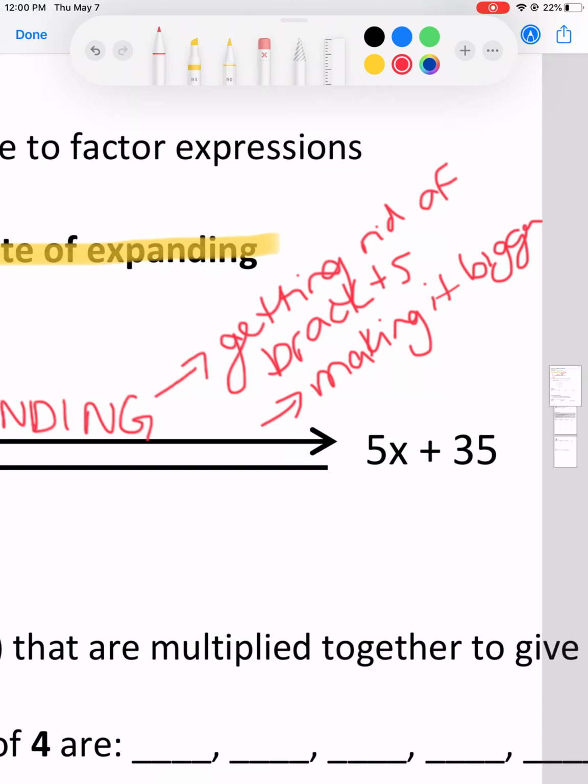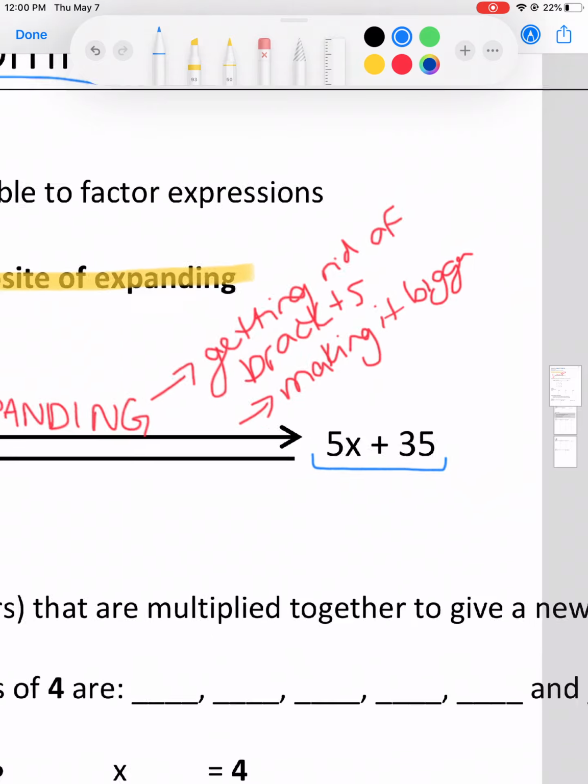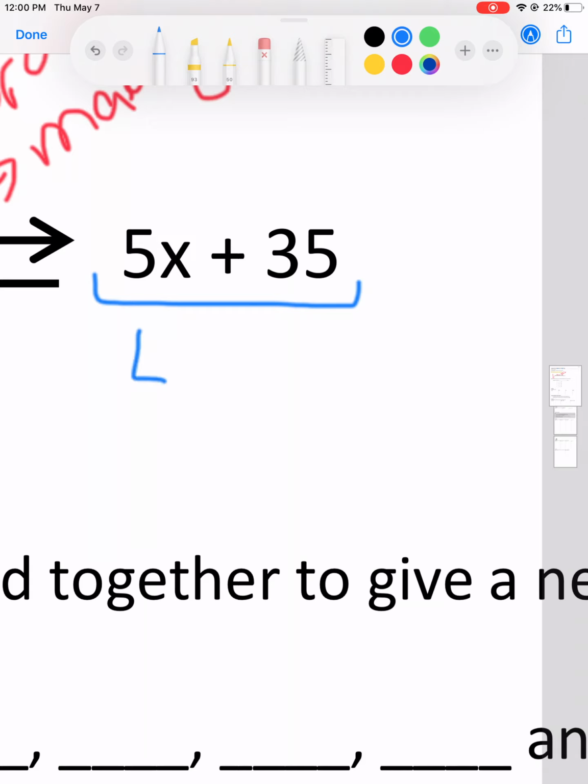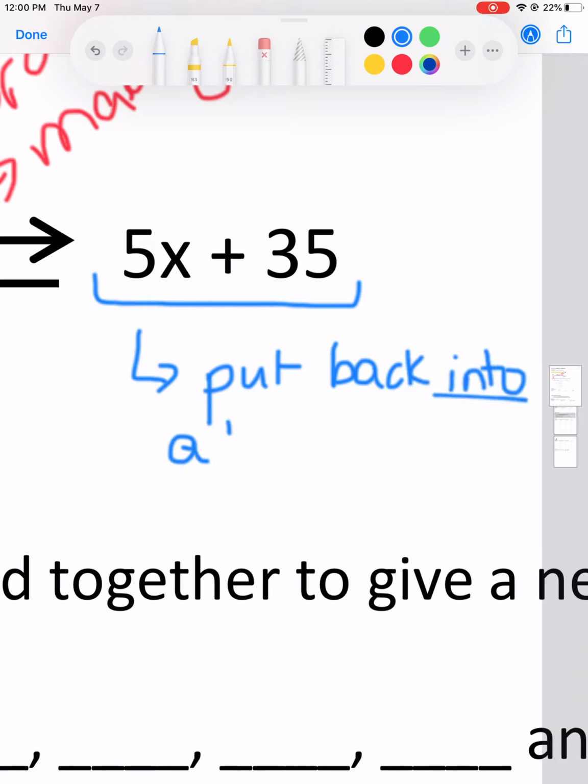So then what we need to do is if we have something like this, 5x plus 35, what factoring is, we want to put this back into a bracket. So it's like we're going backwards, into a bracket. Okay. So how on earth do we do that? Well, that's what I'm going to go through. I'm going to go through a couple of simple little things at first, and then we're going to put it all together. So just bear with me.